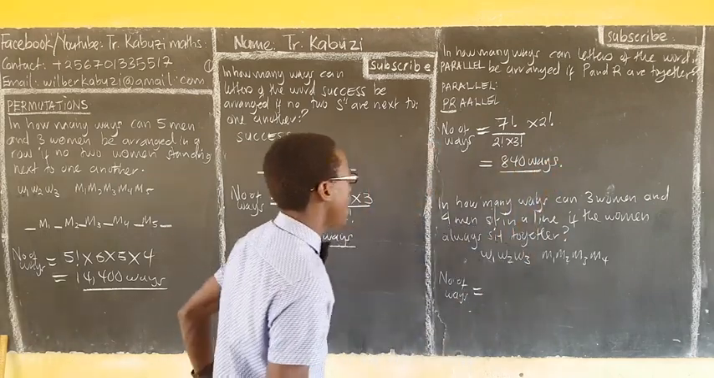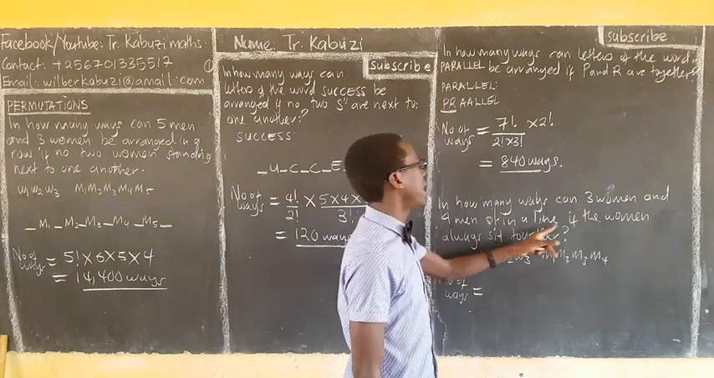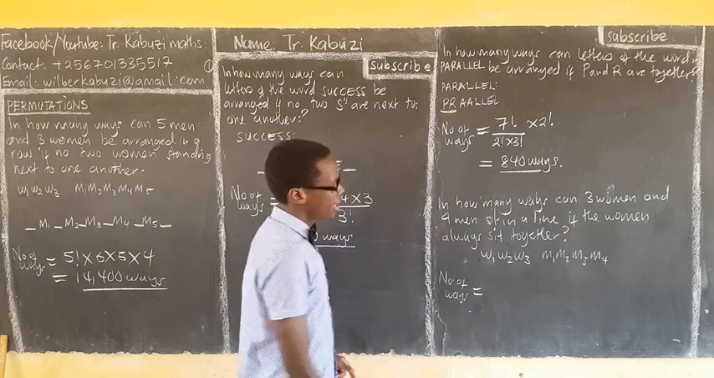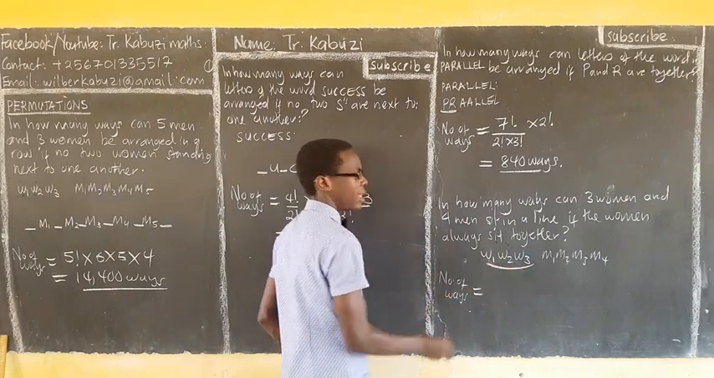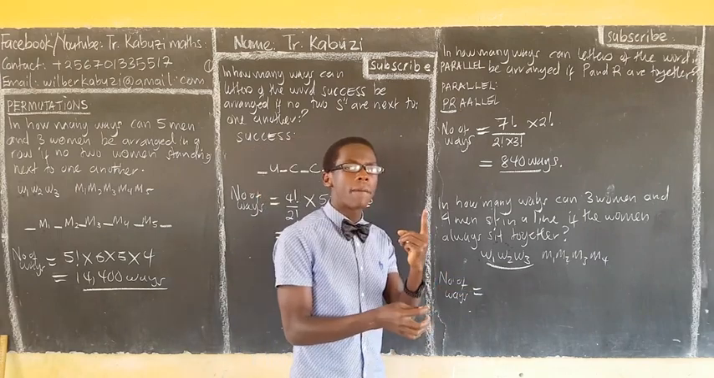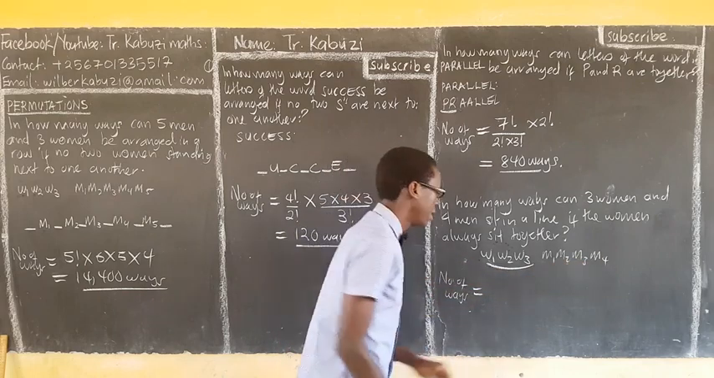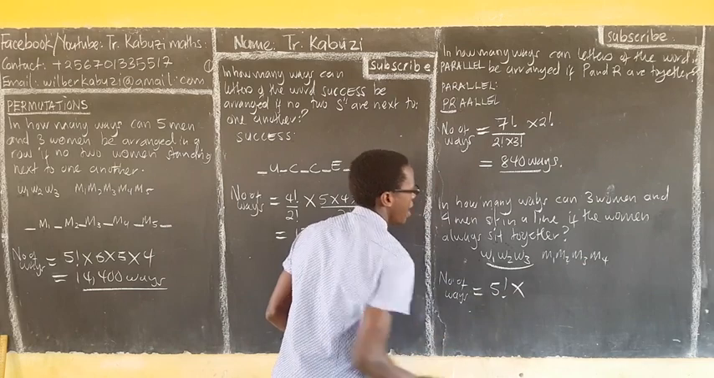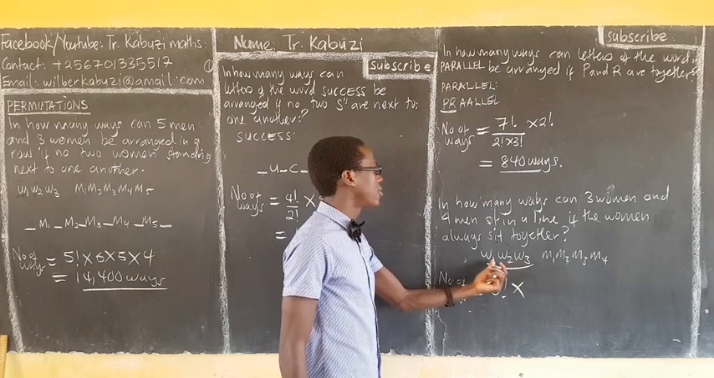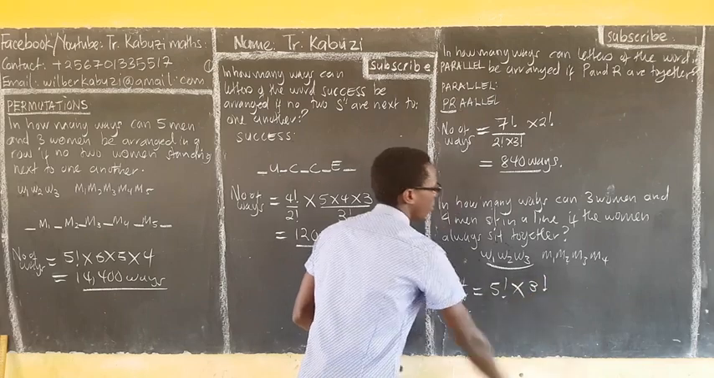When I come to this, now the women, here they are telling us in how many ways can 3 women and 4 men sit in a line if the women always sit together. Now, these 3 women are always going to sit together. Meaning, if they are together, now there I consider the 3 to be one person. So I count now 1, 2, 3, 4, 5. So I have 5 factorial then times, because these women can be arranged, this one can be here, this one can be here. So because there are 3, they can be arranged in 3 factorial ways.